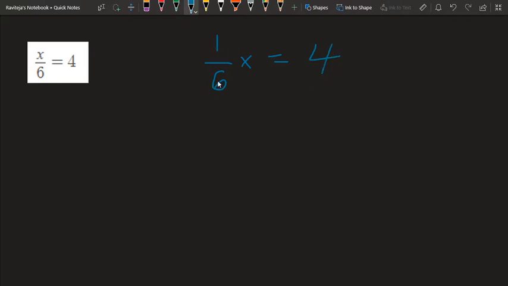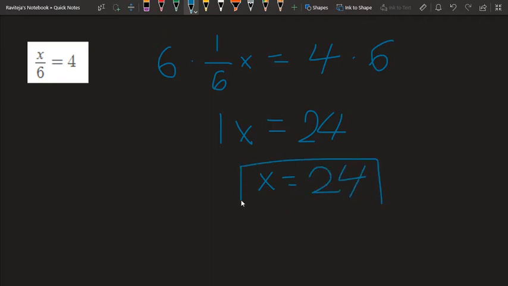Now we want to get rid of this 1/6. And how do we do that? Well, what times 1/6 equals 1? 6. We can get rid of this 1/6 by multiplying both sides by 6. And you can see that later on because 1/6 times 6 equals 1. So then we'd have 1x equals 4 times 6, which is 24. And remember, 1x is the same thing as x. So then we just have x equals 24, which would be our answer.